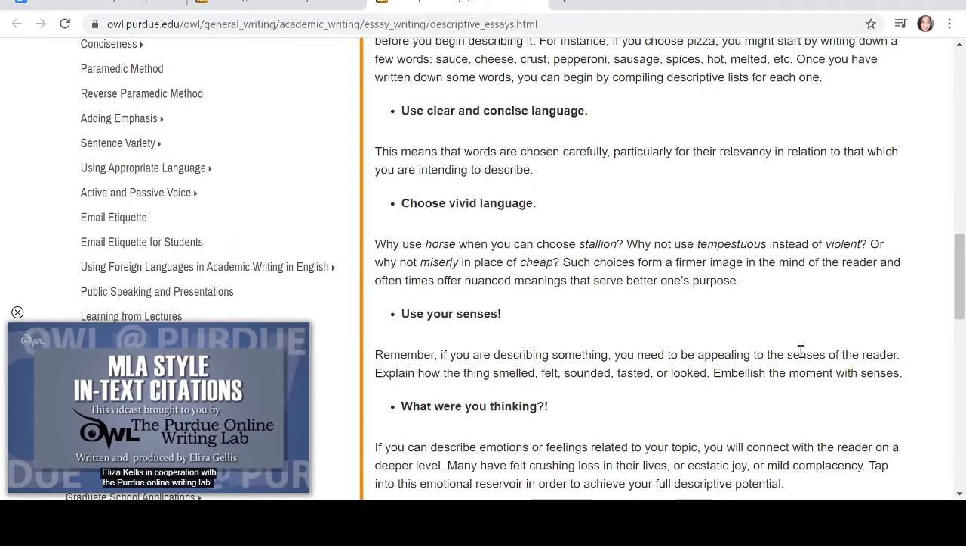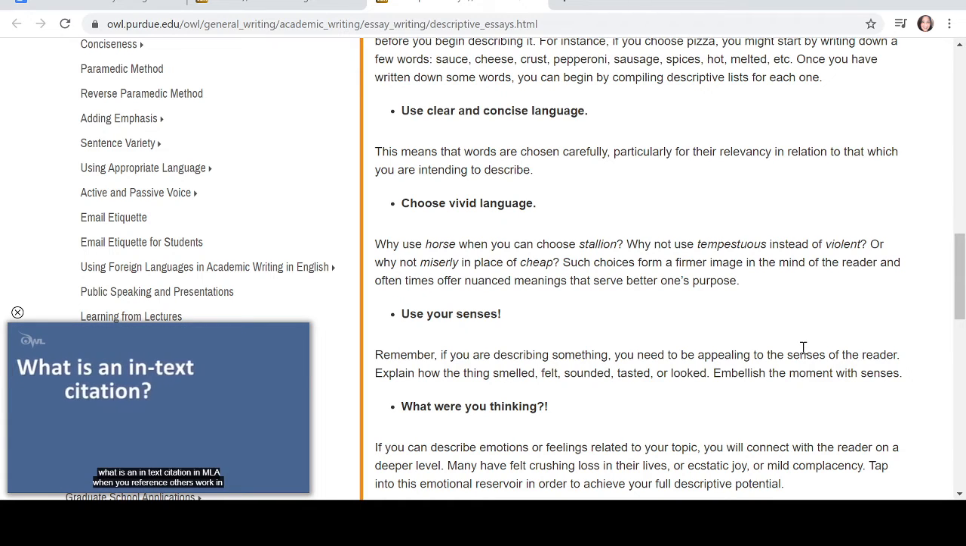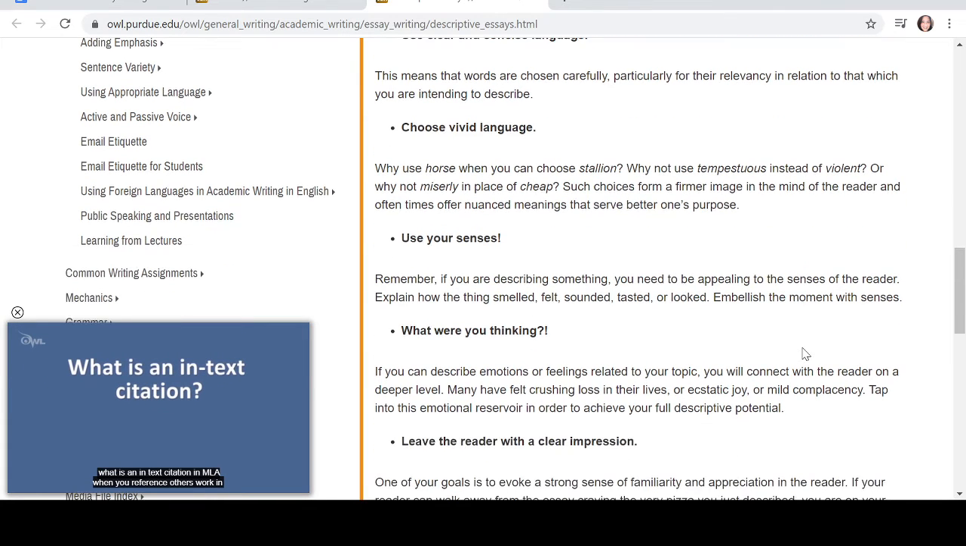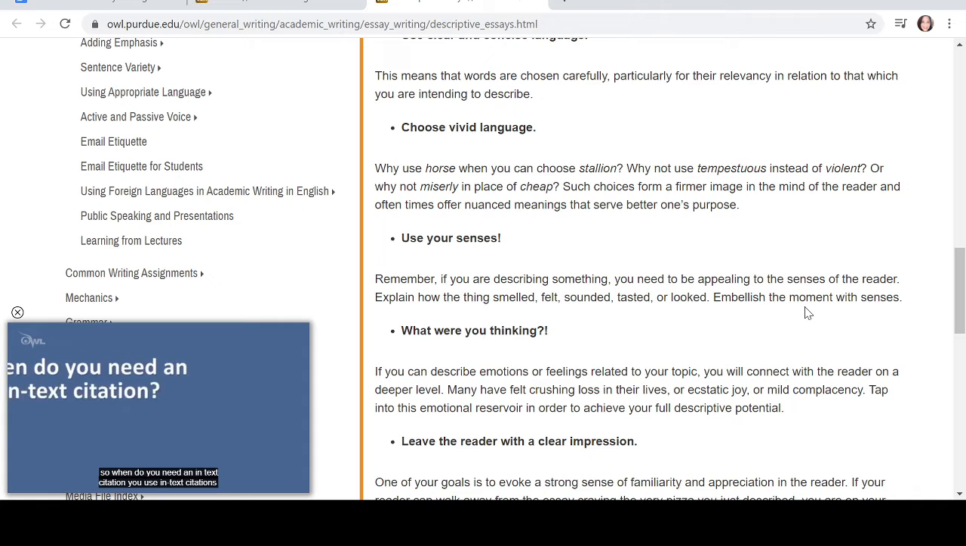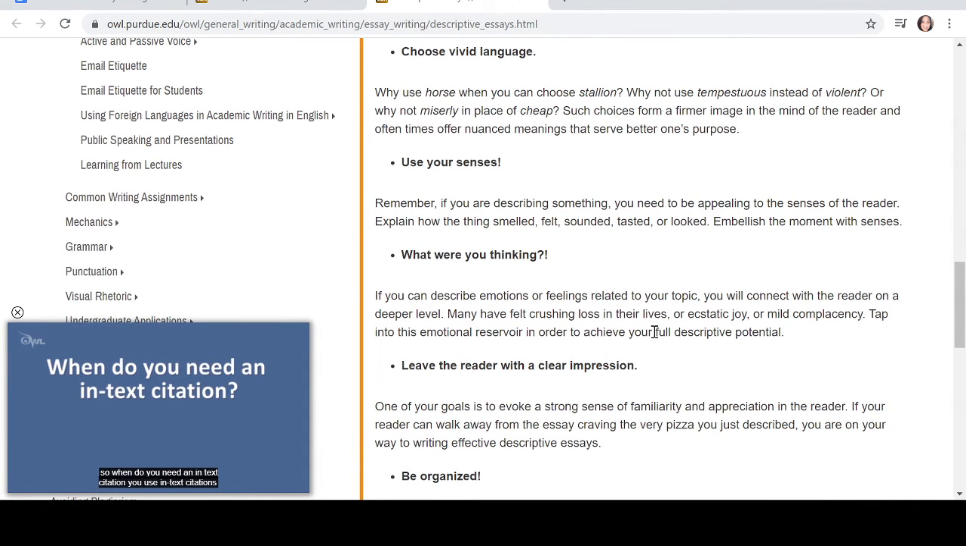You'll use clear and concise language. This means that the words are chosen carefully, particularly for their relevancy in relation to what you are intending to describe. You'll choose vivid language. Why use horse when you can use stallion? Why not use tempestuous instead of violent, or miserly in place of cheap? Such choices form a firmer image in the mind of the reader, and oftentimes offer nuanced meanings that serve better one's purpose. You'll use your senses.